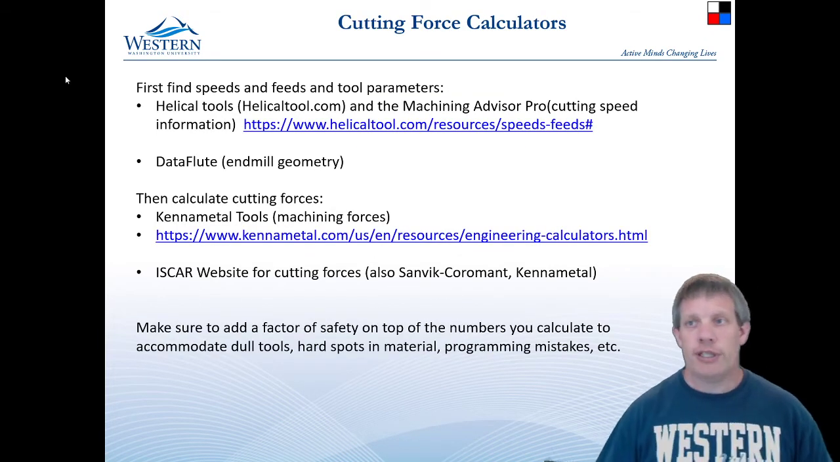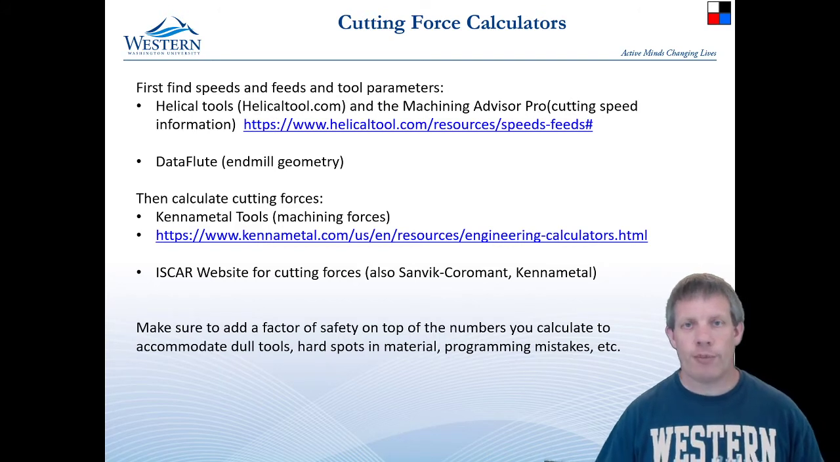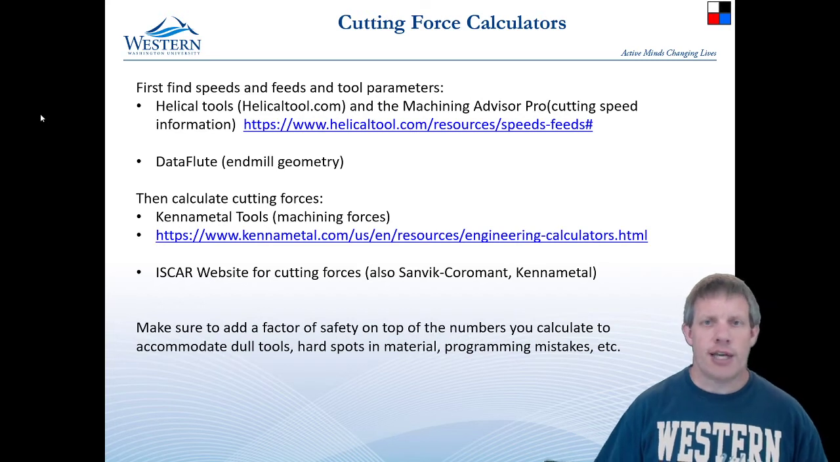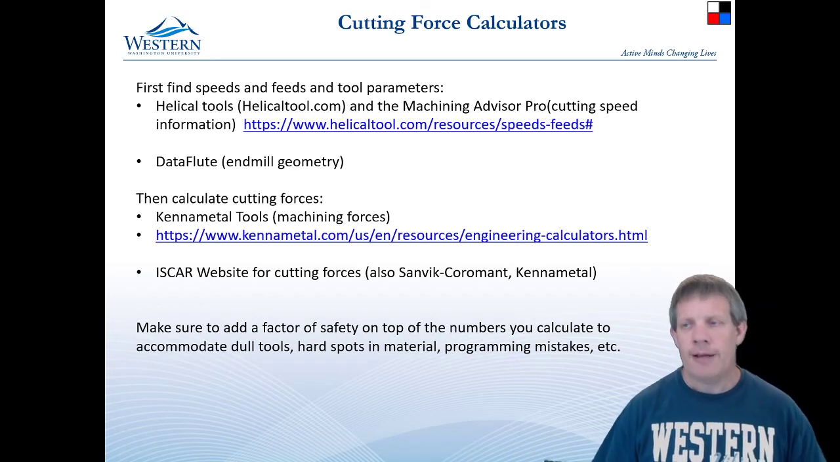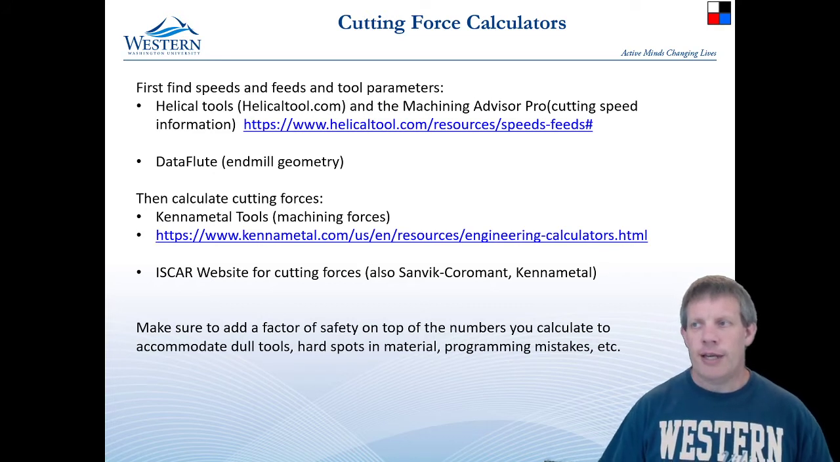The first thing that we'll need to do is calculate our feeds and our speeds. There are lots of places that you can go to get that. The manufacturer of your tool may have information on what they'd like you to use. One that I really like that has great information and great usability is the Helical Tools Machining Advisor Pro. You do have to sign up for a free account with them to get this. You can opt out of all their emails if you want to, and it just works really, really well.